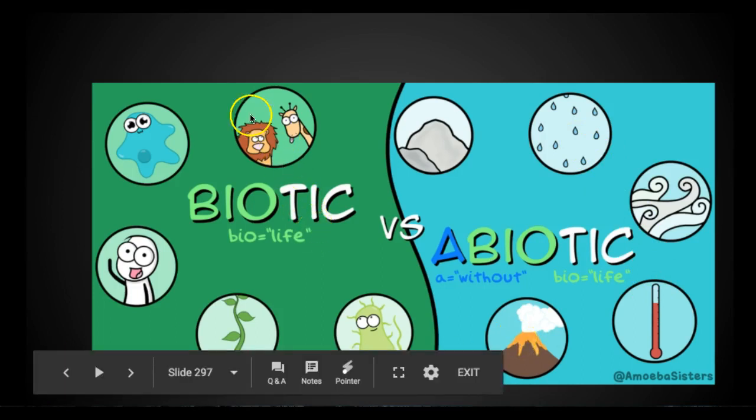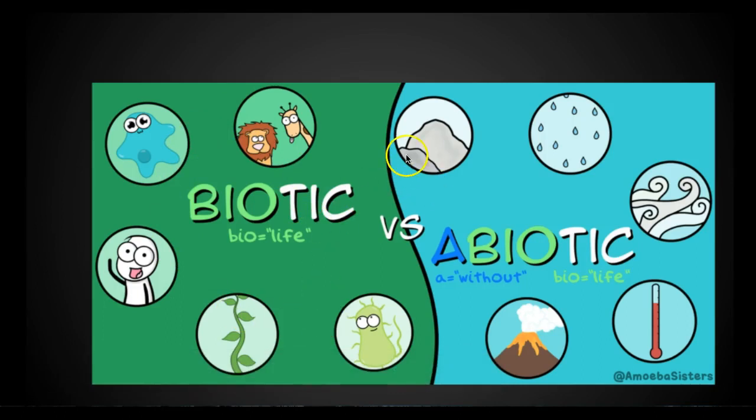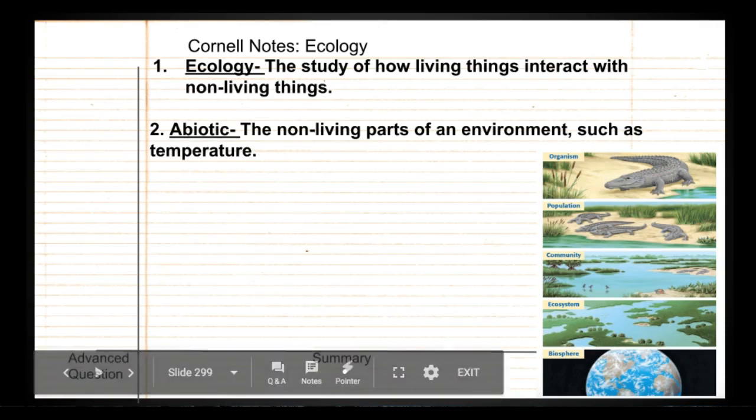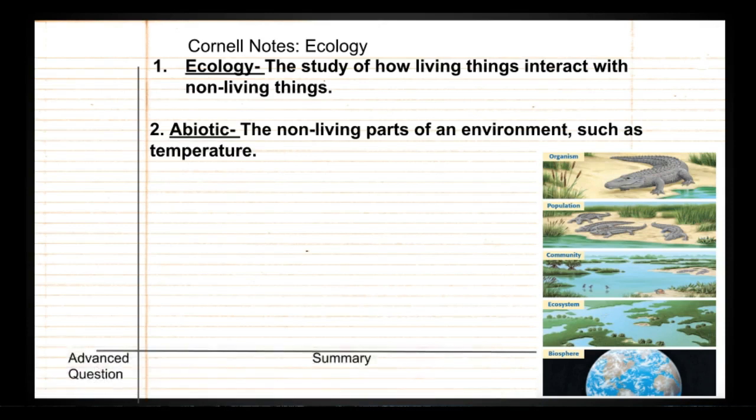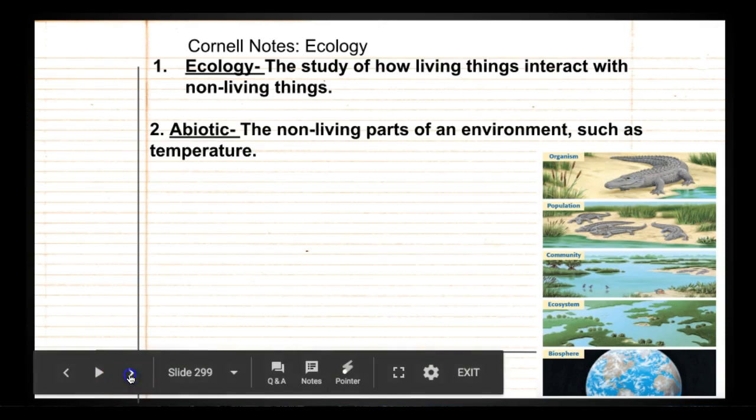Biotic factors are the living parts of the environment, and abiotic are the ones that are not living. But they obviously work together. Living things rely on non-living things, and non-living things affect living things. Go ahead and write up a question for number two. Okay, moving on to number three.